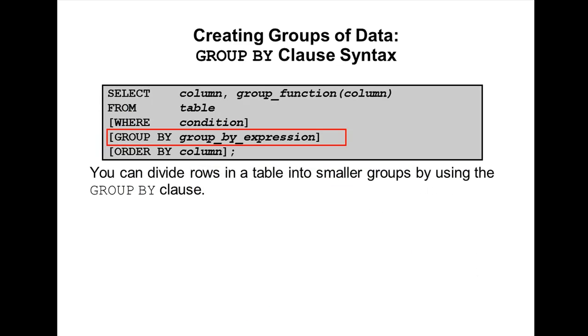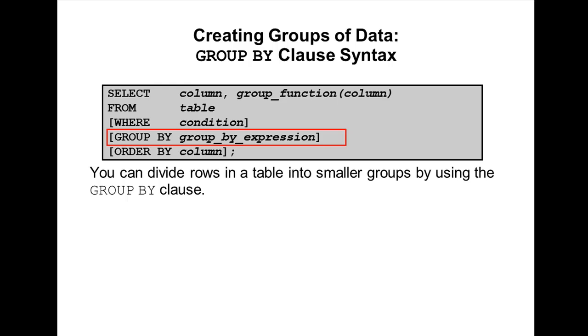Okay, so what is the syntax? SELECT column, group function(column) FROM table WHERE condition GROUP BY expression ORDER BY column. You can use a where condition, or if you don't want to use it, you don't have to. Based on the where condition, it divides the data into groups.